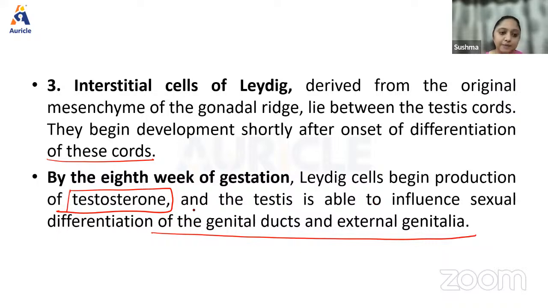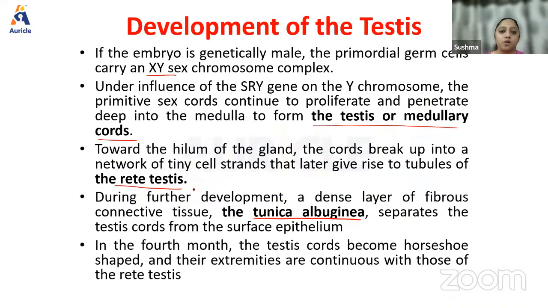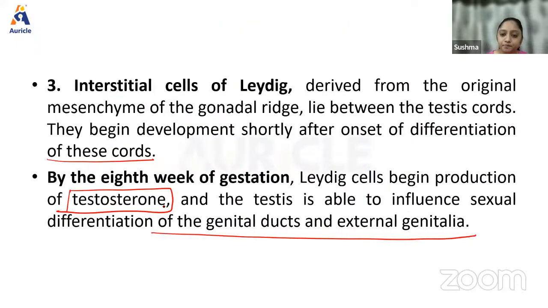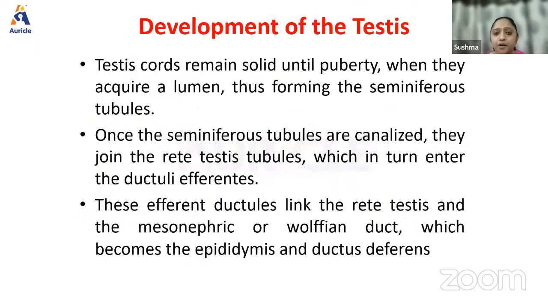Are you understanding, guys? What did I tell you? Leydig cells produce testosterone, which will influence the Sertoli cells, and it gets converted into dihydrotestosterone, and then the external genitalia of the male is formed.